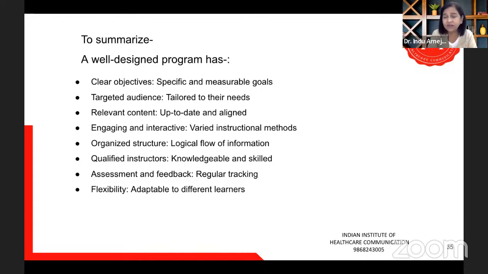The content is relevant and up to date and aligned with your audience. It can be a program for doctors or it could be for nurses. You can't deliver the same content to both. It has to be customized. Make sure that it is engaging and interactive. Organize the structure in a logical manner, maybe from simple to difficult. We'll talk about this in the next topic, but it has to have some logic. And then, of course, the trainer or the delivery person or faculty has to be knowledgeable and skilled.